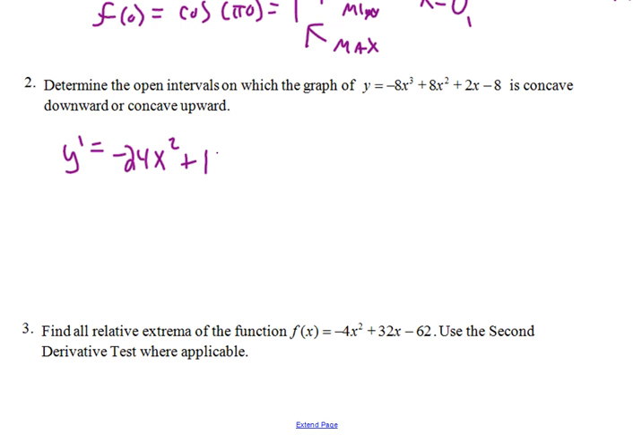Prime of that is 16x, and prime of that is 2. Cool beans. Now let's go ahead and take our double prime. That's going to give us negative 48x, and then the prime of 16x is just plus 16. Okay, let's go ahead and find the zeros right here. So I'm going to set this equal to 0.